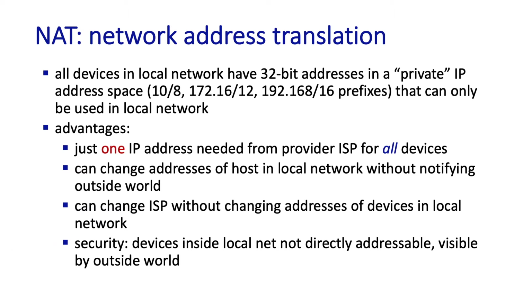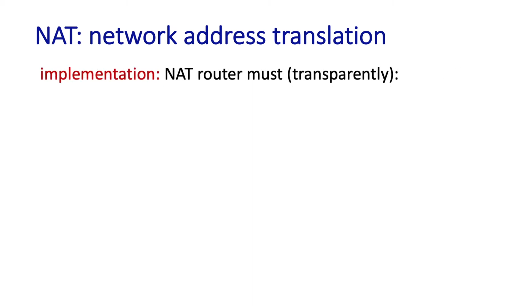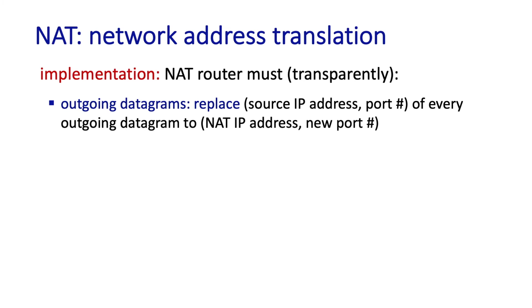So let's see how NAT is implemented. Well, there are three things a NATed router will need to do. First, for the outgoing datagrams, the NATed router will need to replace the source IP address and port number for every outgoing datagram with the NAT IP address and a new source port number. It's important to know that NAT is transparent both to the local hosts and to the remote hosts. All a remote host is going to see is an arriving datagram. It's got an IP address and a port number as usual, and the remote host is going to respond using that IP address and port number as usual.